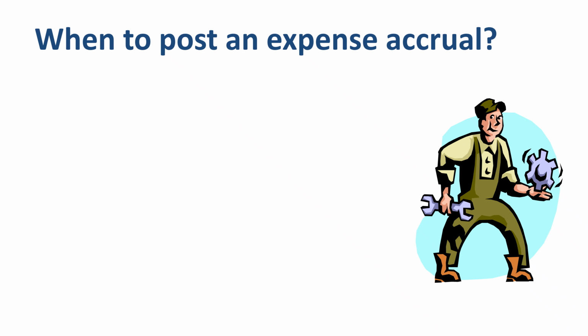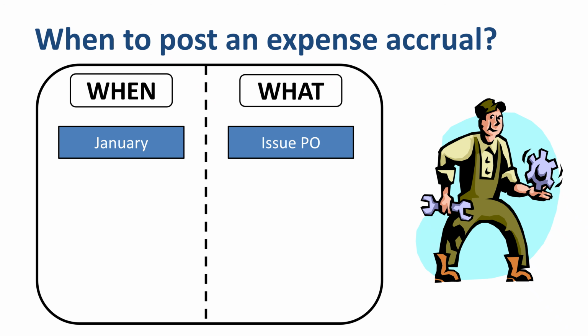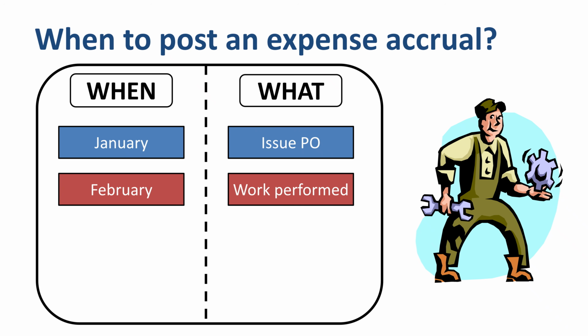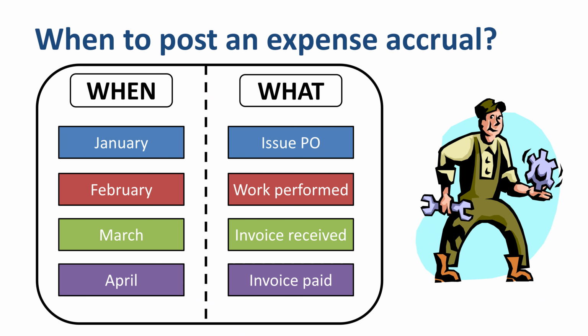Let's work through an example of when to post an expense accrual. We are getting some maintenance work done. If in January we issue the purchase order, in short PO, then in February we get the maintenance work performed. In March we receive the invoice, and in April we pay the invoice to the supplier. Then in which month do we record the expenses? In other words, post the expense accrual to the general ledger.